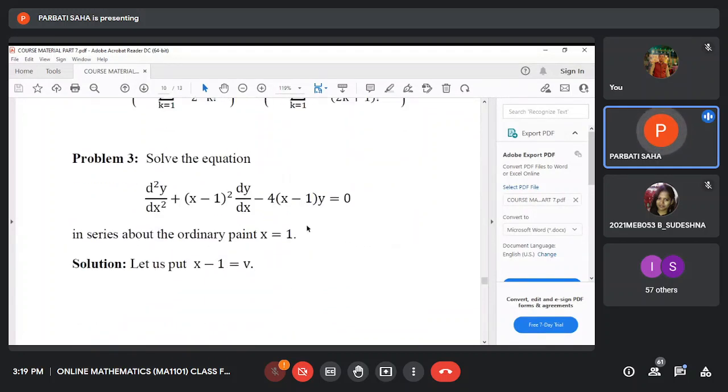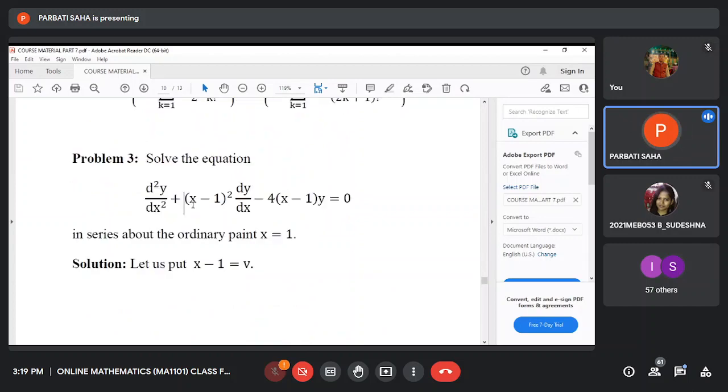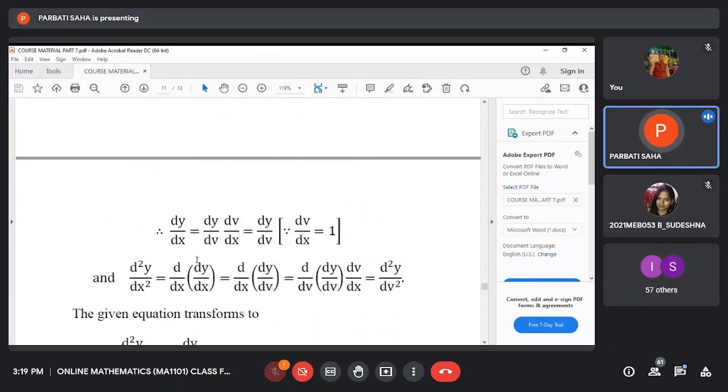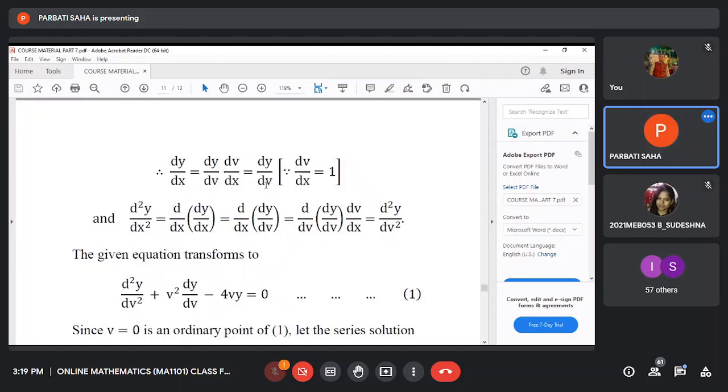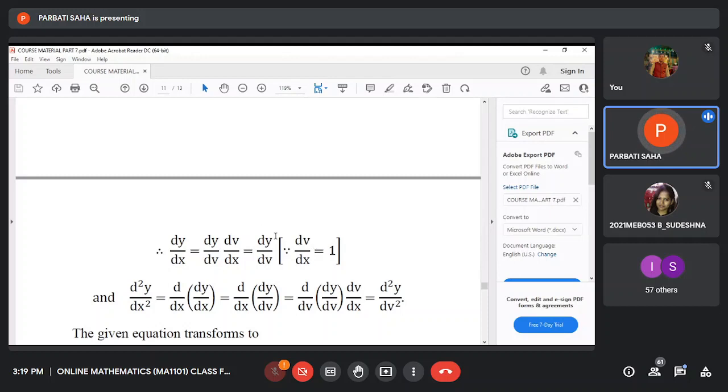And this is the last question. I think it is the same as before, only there you have to take some substitution. That means you solve this equation in a series about the ordinary point x equals 1. In this case, you put x minus 1 equals v, then differentiate dy dx. Here dy dx means dy dv times dv dx, and dv dx is 1, so dy dx becomes dy dv.